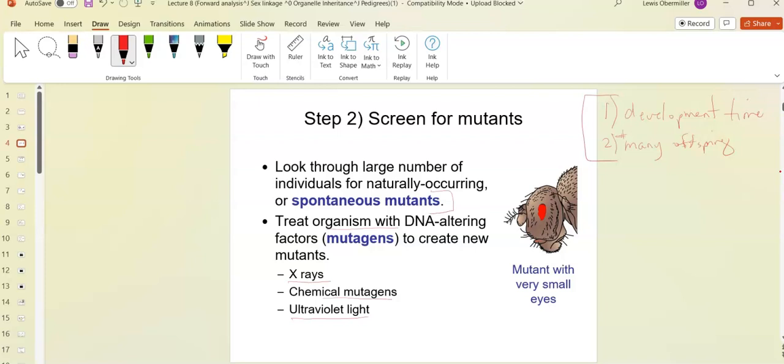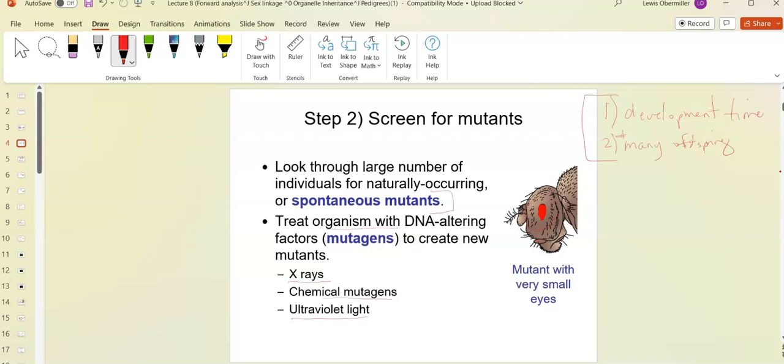So let's say we're interested in the eye, right? And this is just an example. So we do this. We add mutagens. We feed it 5-bromouracil or expose it to radiation or whatever to try to induce mutations. And we're going to get lots of mutations. We're going to get lots of death. We're going to get things that are non-survivable, things that we're not interested in.